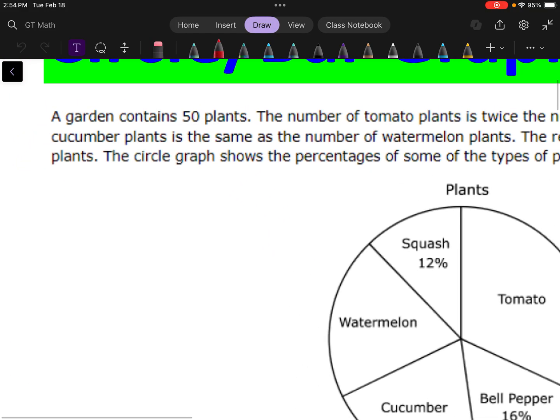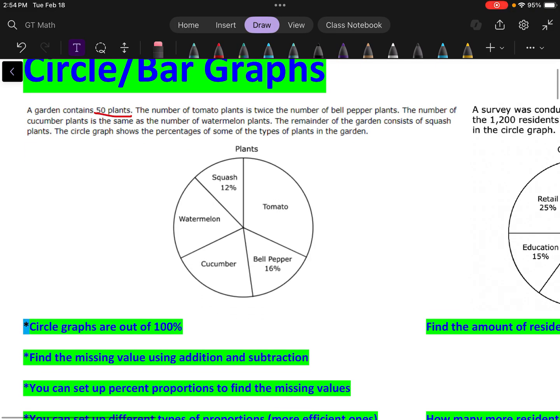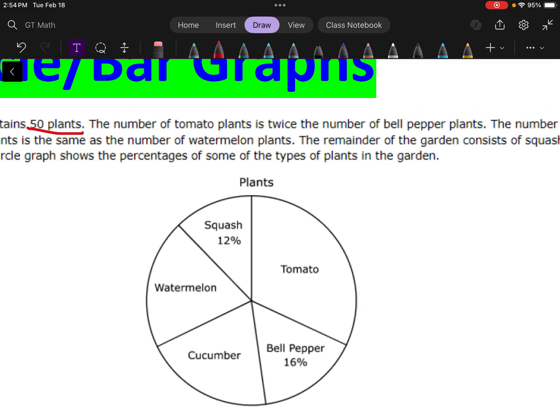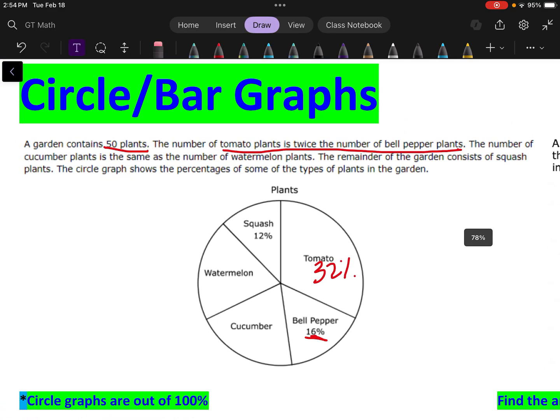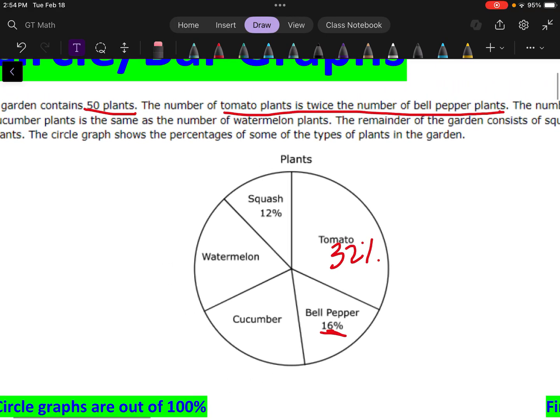A garden contains 50 plants. Now, of these 50 plants, it tells you a little bit of information. It says the number of tomato plants is twice the number of bell pepper plants. So if bell is 16%, we know that twice that amount is going to be 32%. So there we go. We just figured that out. The number of cucumber plants is the same number as watermelon. So we now know that these two are equal, okay?